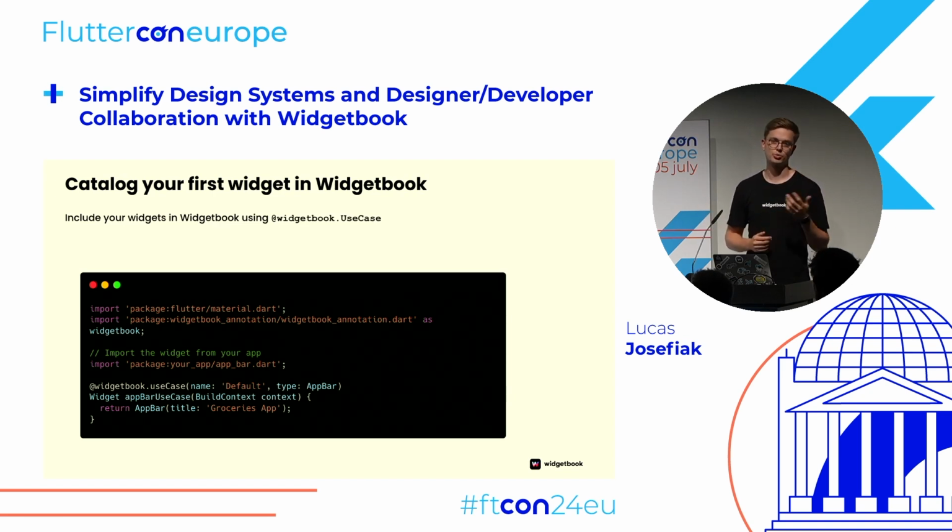The type is just the widget that you want to include in the Widgetbook. In our case, it's an app bar. And then we need a method. You can name it whatever you like. We named it app bar use case. And then we're returning the app bar.